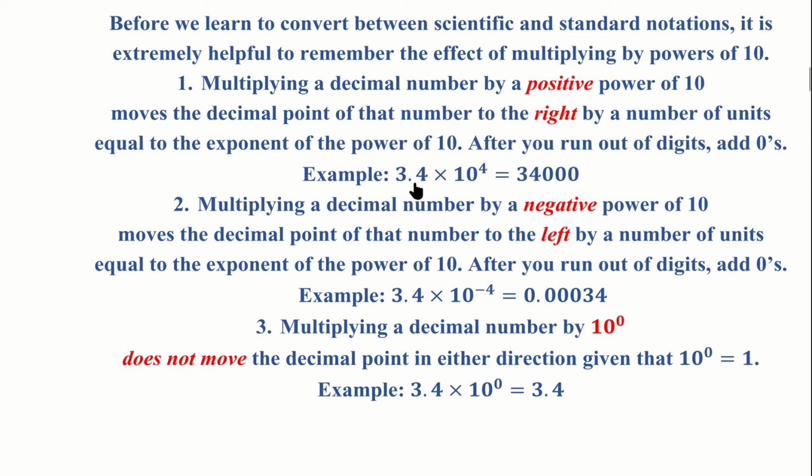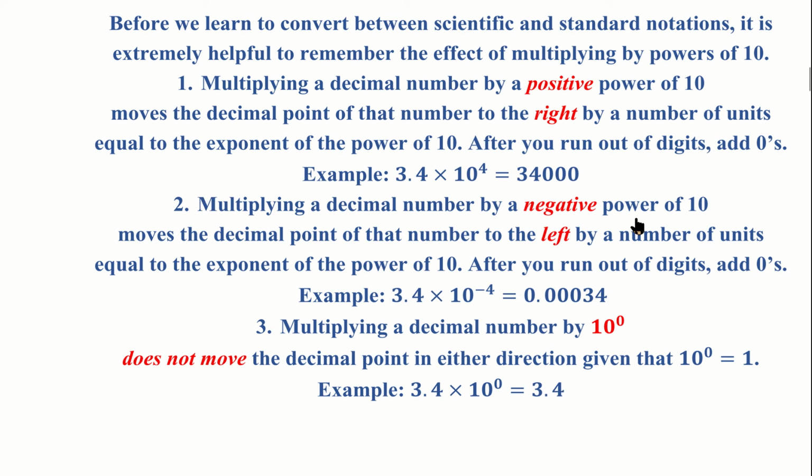So, for example, when you look at 3.4 times 10 to the 4 and you want to convert this to standard notation, you have to realize that multiplying 3.4 by 10 to the 4 takes the decimal point of 3.4 and moves it 4 places to the right. So if you start here and go 1, 2, 3, 4. Notice we ran out of digits after 1, so what do you do? You add zeros. That's how you convert.